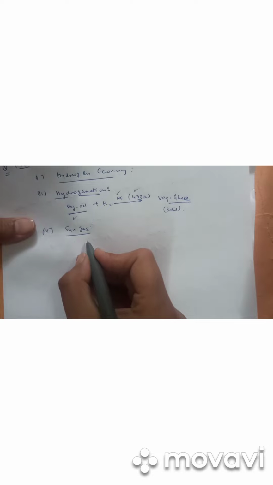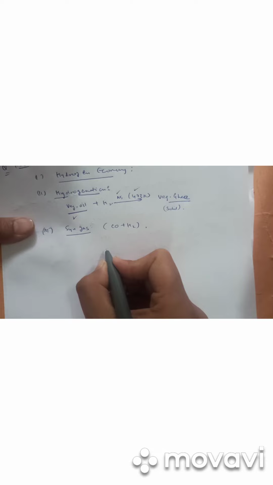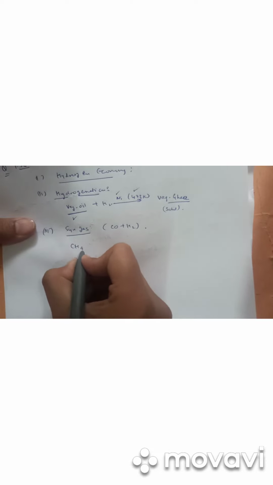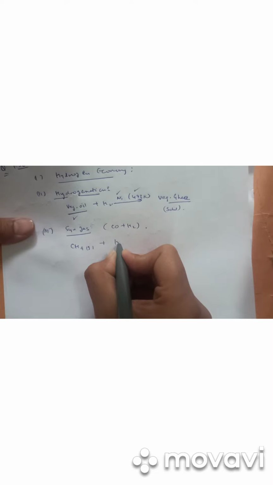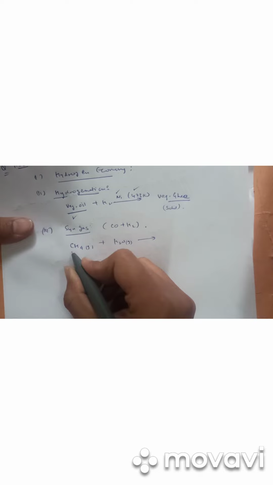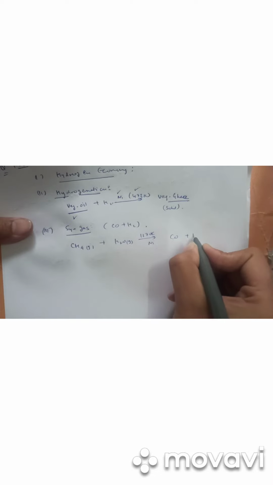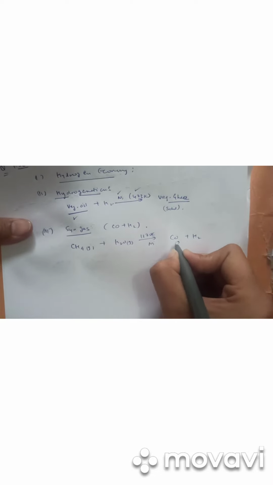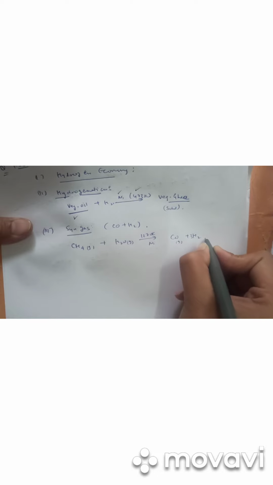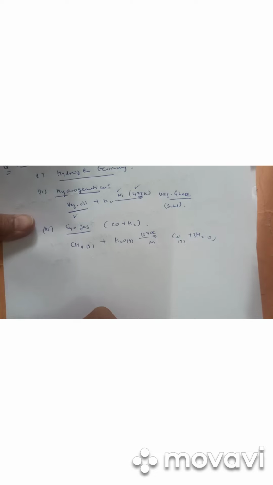Thank you. The next question is syngas. The mixture of carbon monoxide and hydrogen is called syngas or synthesis gas. So it is produced when steam is passed through a hydrocarbon, for example methane, at a very high temperature in the presence of nickel catalyst. Then syngas is produced. This is called syngas because it is used for synthesis of other useful compounds like methanol.